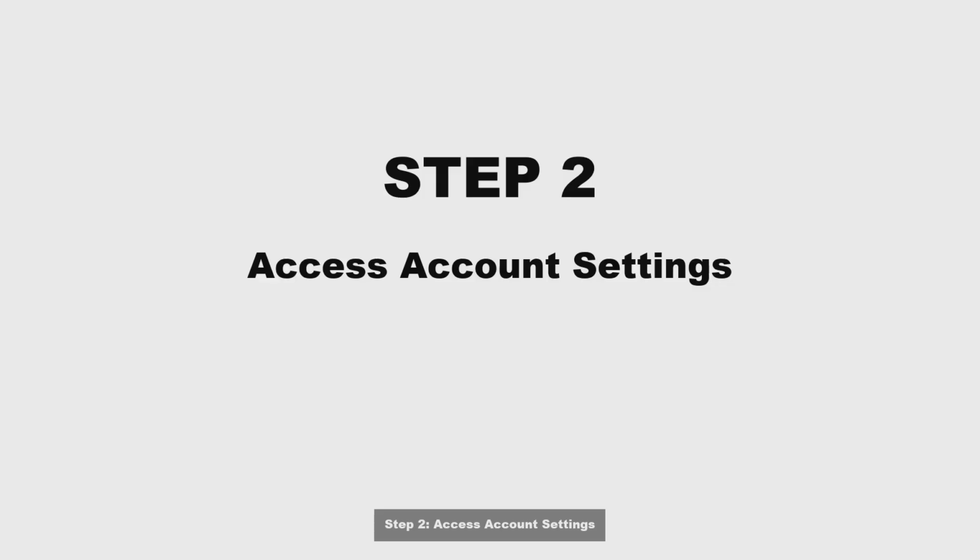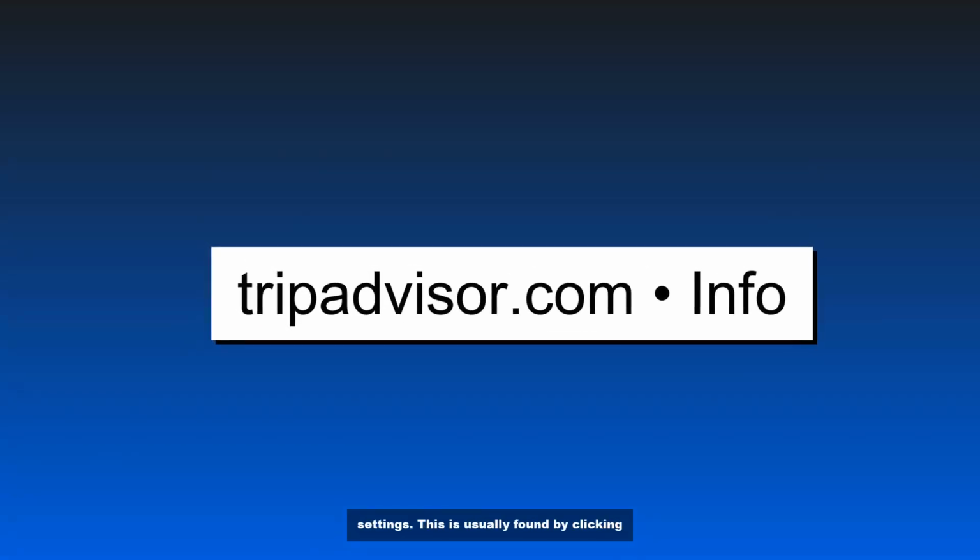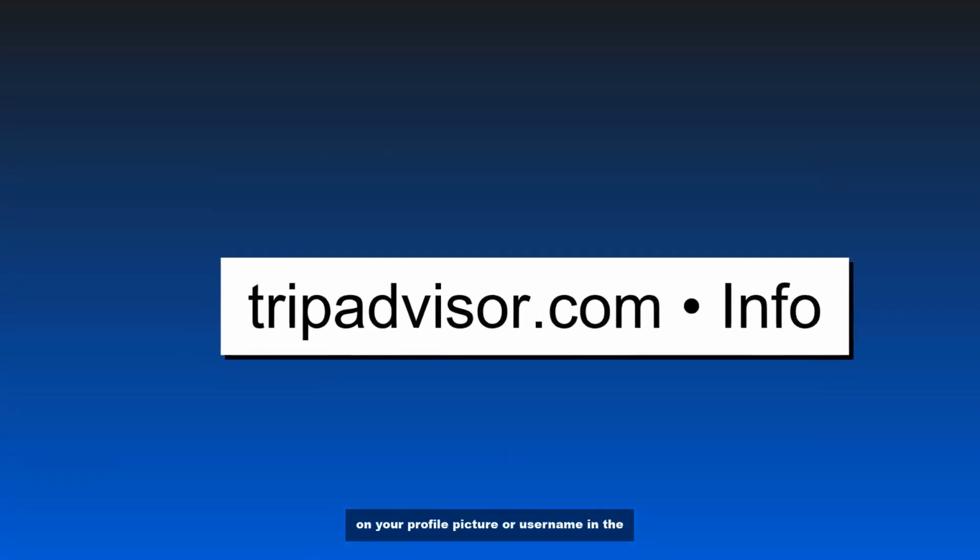Step 2. Access account settings. Once logged in, navigate to your account settings. This is usually found by clicking on your profile picture or username in the top right corner.